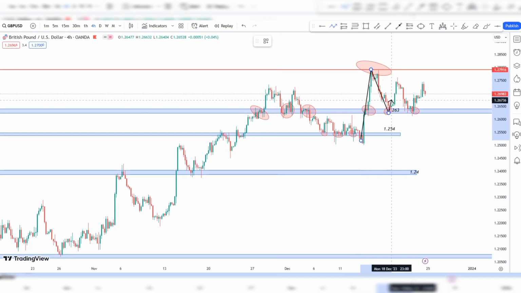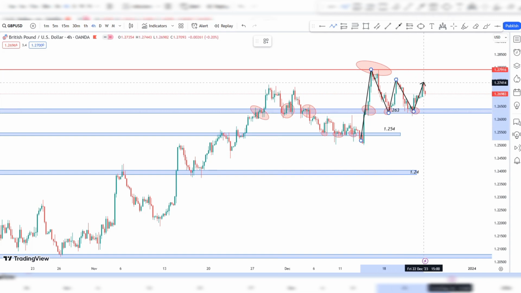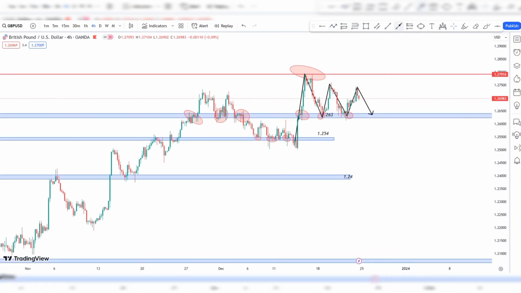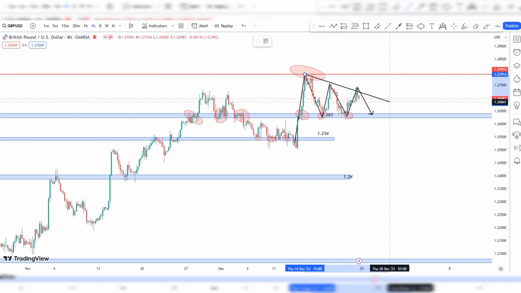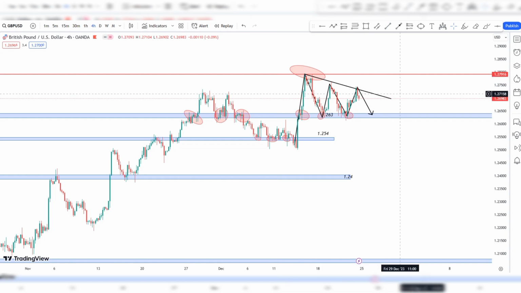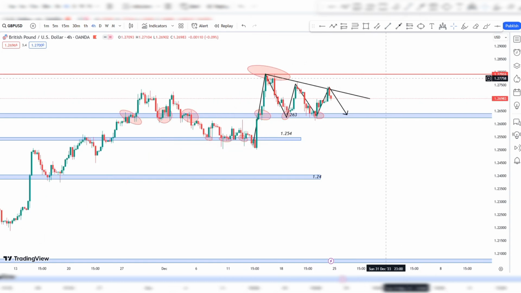It came back to test this area here, moved to the upside, came back down to retest again, then to the upside, but each time it keeps making these lower highs, and now price seems to be coming back down to this level. So we can draw our trend line there again from the top to see where price is at, and see what price is doing.